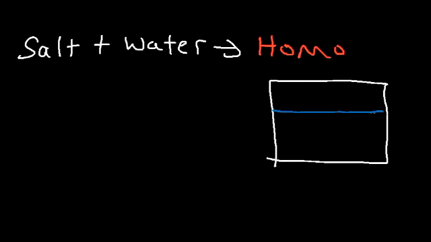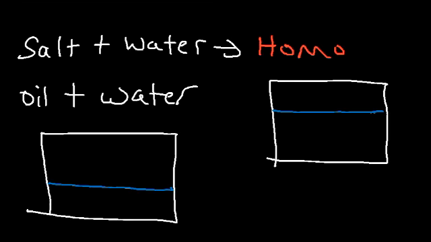Now, in contrast, let's say if I mix oil and water, these two, they don't mix. Typically, the oil is less dense than water, so typically the oil is going to float on top. And you can see two distinct layers. You can see the organic oil layer on top and the aqueous water layer on the bottom. And so this is an example of a heterogeneous mixture, when you can see two distinct parts.